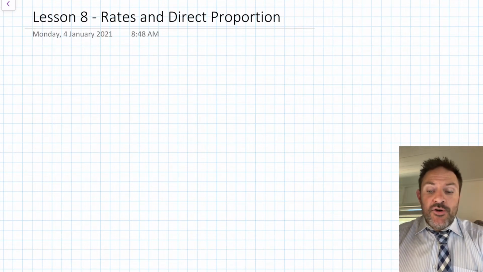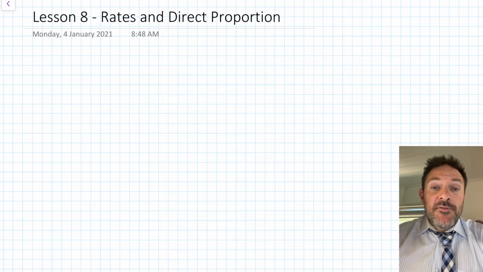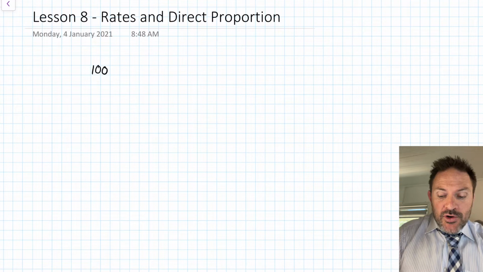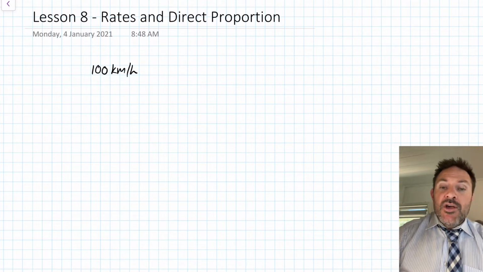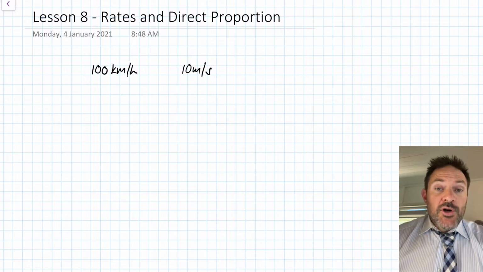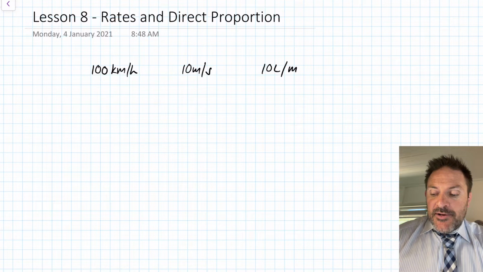Today we are focusing on rates and direct proportion, primarily rates, but we'll delve into a little bit of direct proportion down the track. Now, first of all, can you remember what a rate is? Well, hopefully if I asked you to come up with a rate, you'll say something like 100 kilometers per hour. You might say 10 meters per second. If we're talking about maybe filling a pool, you might say 10 liters per minute.